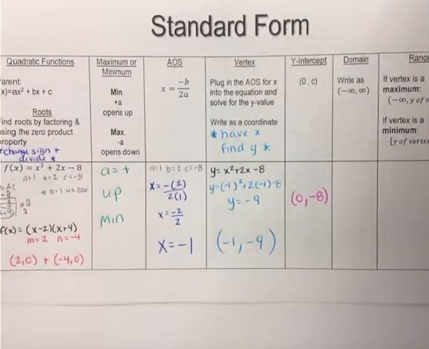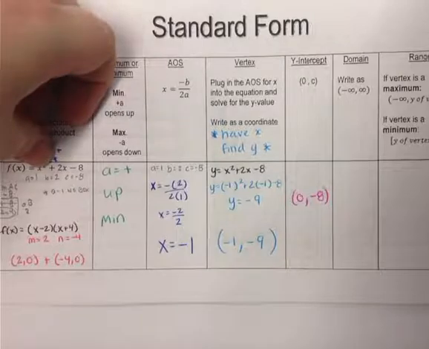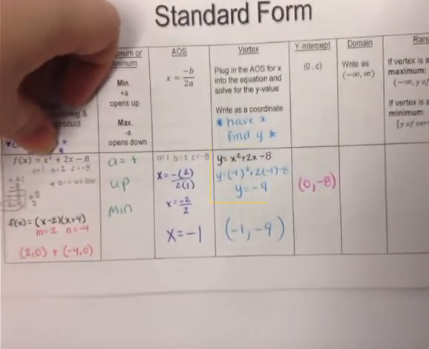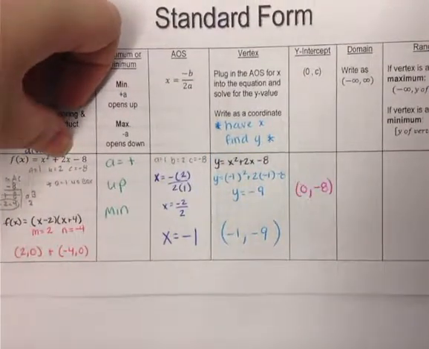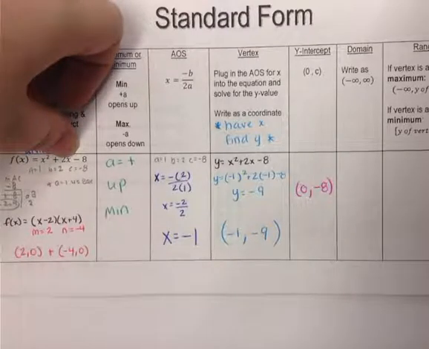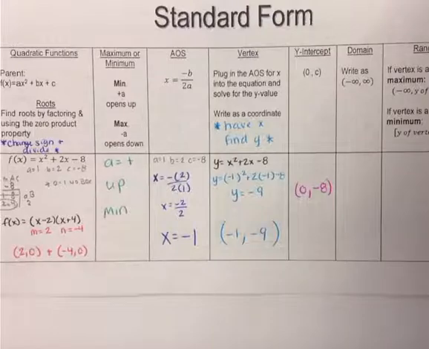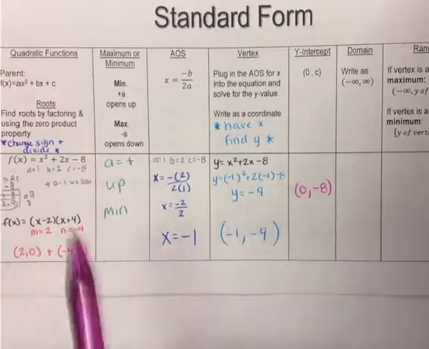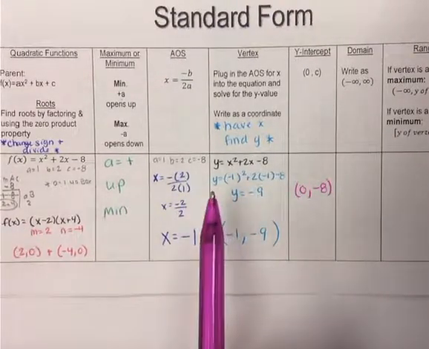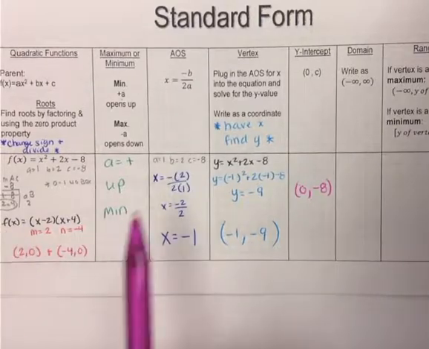Now, you can still plug in 0 to the original function and get your y-intercept. So 0 squared plus 2 times 0, so that's 0 plus 0 minus 8. So it still gives us a -8. So that doesn't change. Now, intercept form gave you your 2 x-intercepts. Standard form gives you your y-intercept.